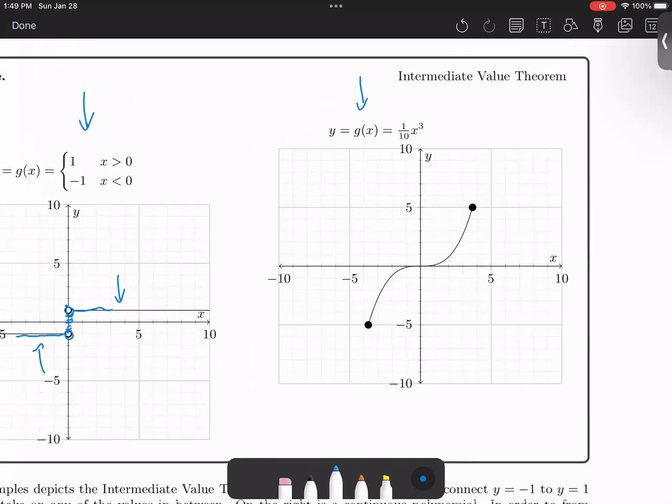Here, though, the hypothesis of the intermediate value theorem is met. We have a continuous function on a closed interval from -5 to +5. So that means all of these y values have some sort of x value that gets mapped to the y value. For instance, if I look at 0, the x value of 0 gets mapped to the value of 0.